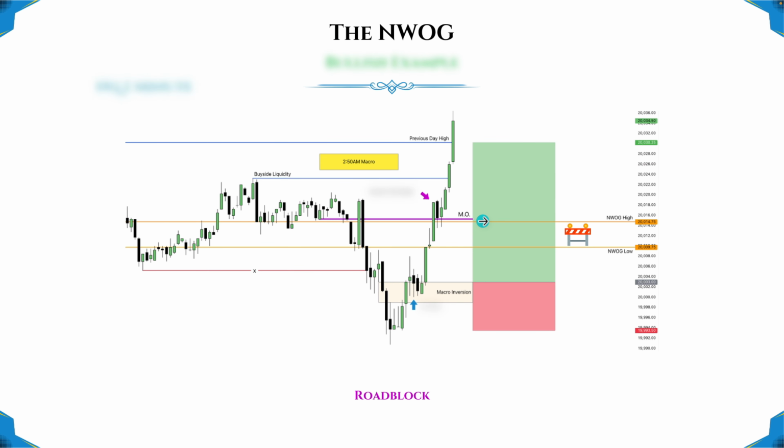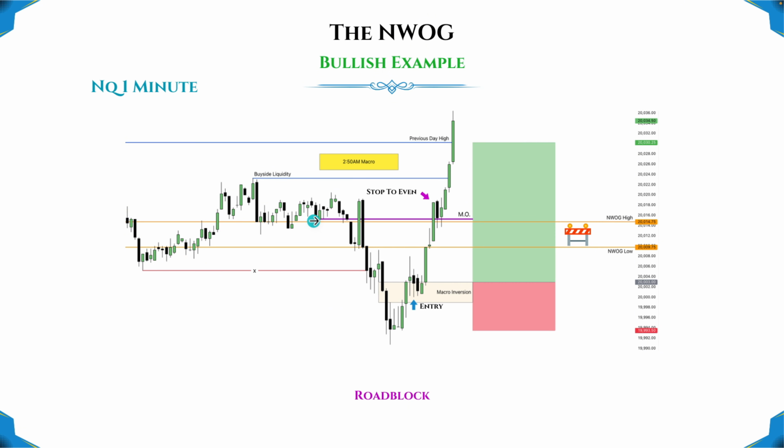Let's look at an example in the chart. You see these two orange lines coming across your screen, labeled on the right side. This is your new week opening gap. You see new week opening gap high, new week opening gap low, and we see the 2:50 a.m. macro. So this is an example for the London session. You London traders inside of RTO, you can utilize these concepts as well.